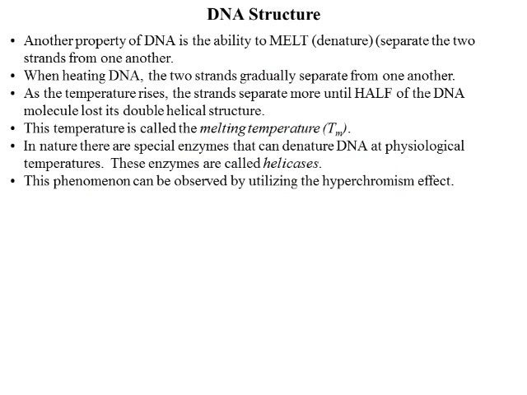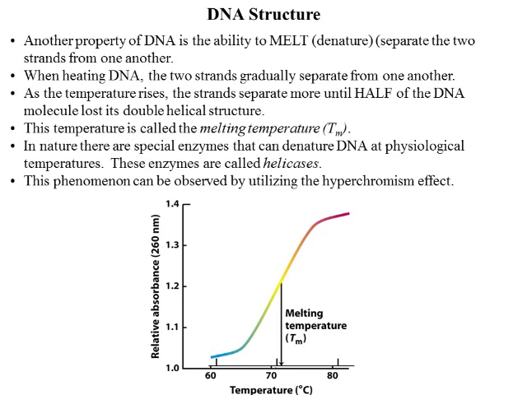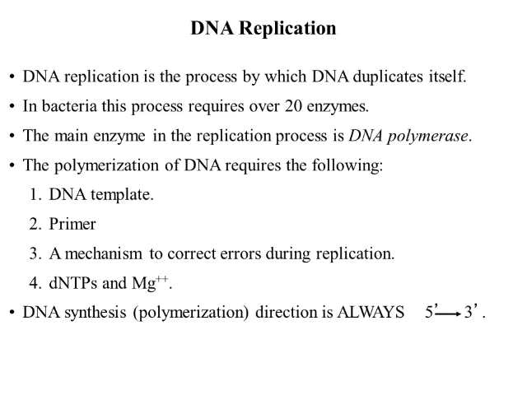All of a sudden, what happens is the absorbance at 260 will increase rapidly, just because the aromatic rings of the bases are exposed, because the two DNA strands are separated. So it's hyperchromism. All right.